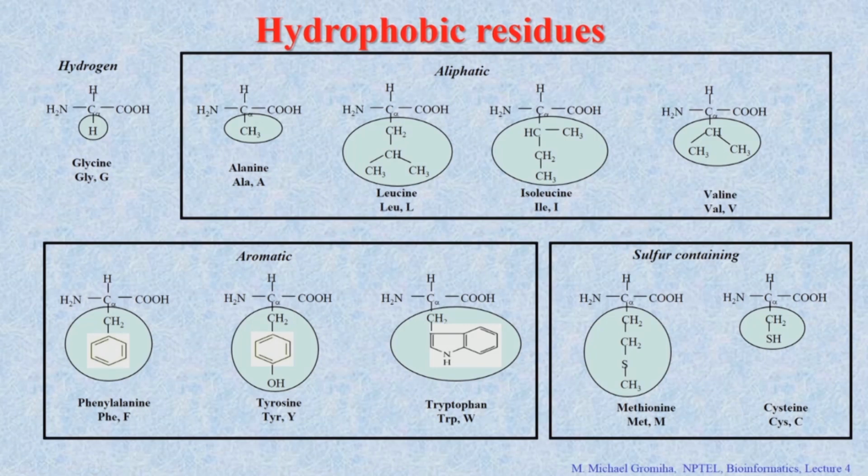What are aliphatic amino acids? They contain an alkyl group, that is a CH2 group. So, if you see amino acid residues like alanine, leucine, isoleucine or valine, they contain CH2 groups, so they are called aliphatic amino acids.